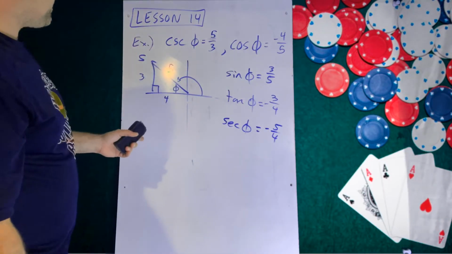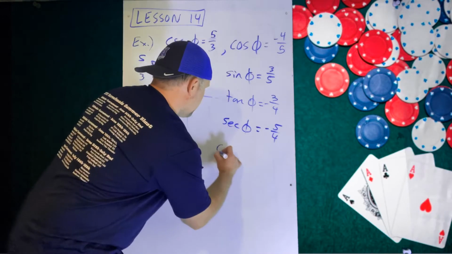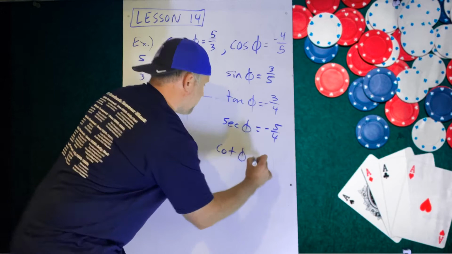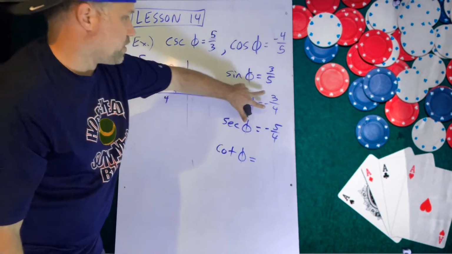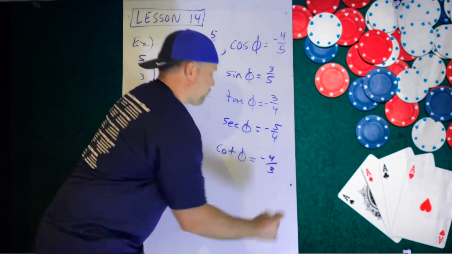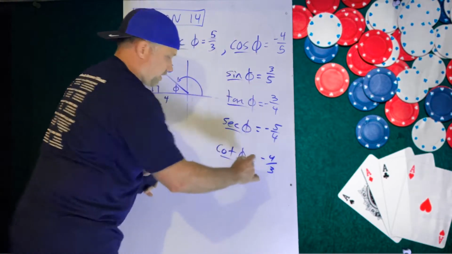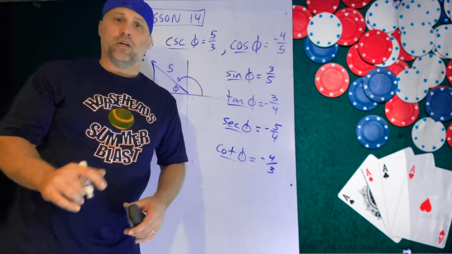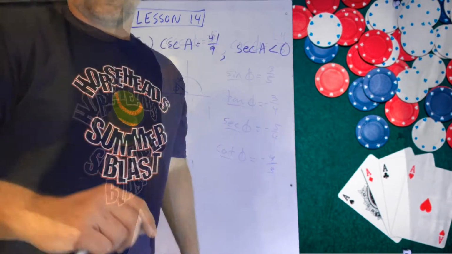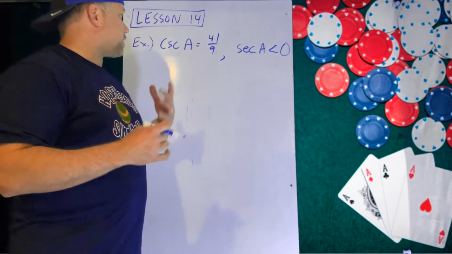What else is missing? I've got sine, cosine, tangent. Oh, I'm missing cotangent. So let's go ahead and do the cotangent of phi. That's going to be the tangent flipped. -3/4 flipped is -4/3. I now have 1, 2, 3, 4, 5, 6. I have found all 6. We're going to do one more. All right, this last example is the most challenging of the 3 that I will have done here.